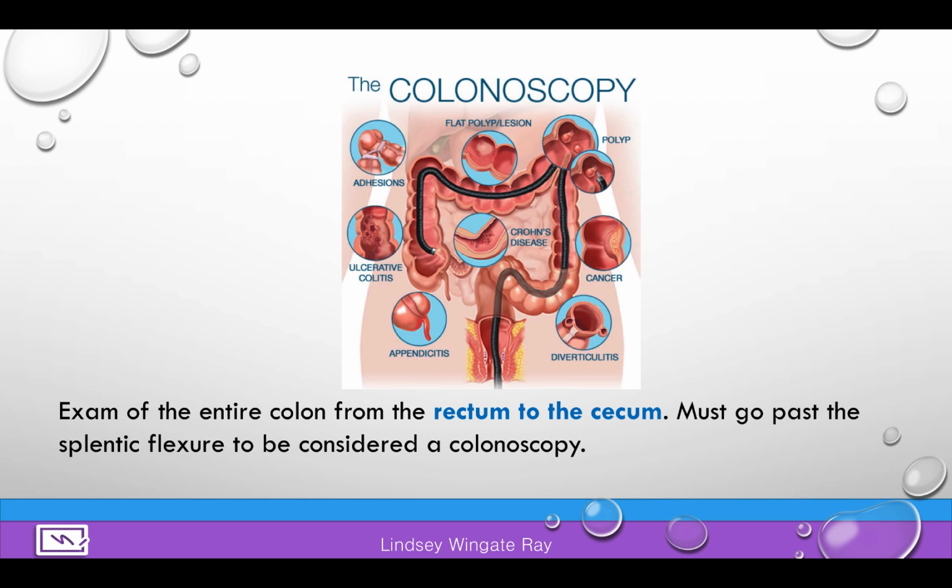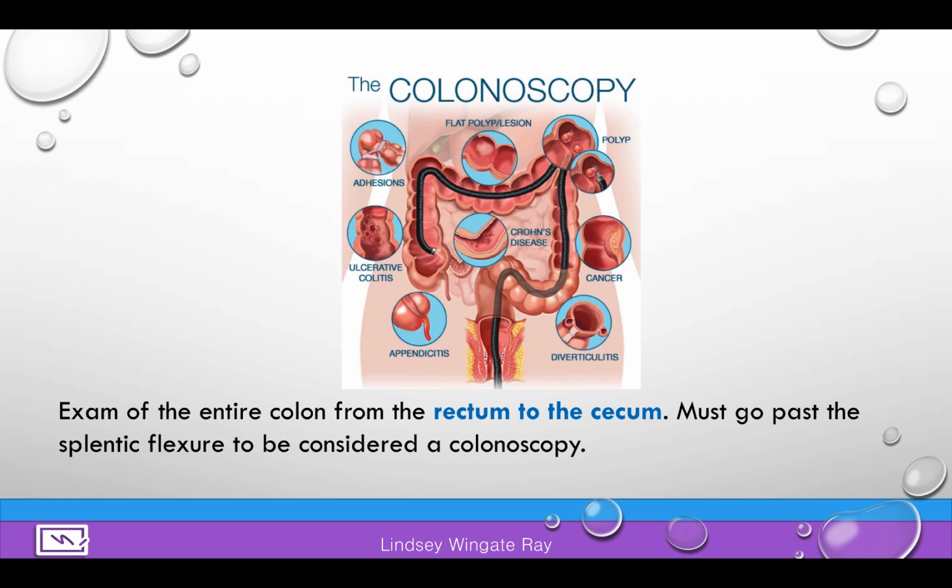Let's talk about a colonoscopy. These are very common procedures, and you're sure to see one on the exam. A colonoscopy is an exam of the entire colon from the rectum to the cecum. It's important that you note that the colonoscope must go past the splenic flexure to be considered a colonoscopy. It is considered a colonoscopy when the entire colon is examined.